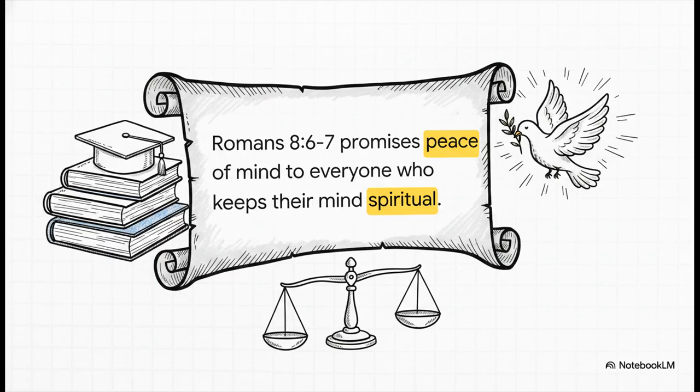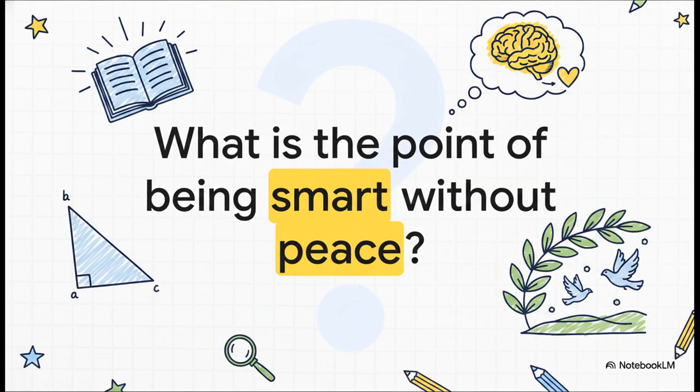This passage promises peace of mind to everyone who keeps their mind spiritual. The crucial takeaway of this entire lesson series is that true peace doesn't just come from getting an A in math. It comes from spiritual mindfulness, which they argue is the true ultimate goal of an integrated education. The source material leaves us with this really vital, provocative question. What is the point of being smart and highly educated if our everyday choices don't actually bring us peace? It's a fascinating look at how mastering mechanics, like the Pythagorean theorem, can be tied to mastering the art of making wise choices.